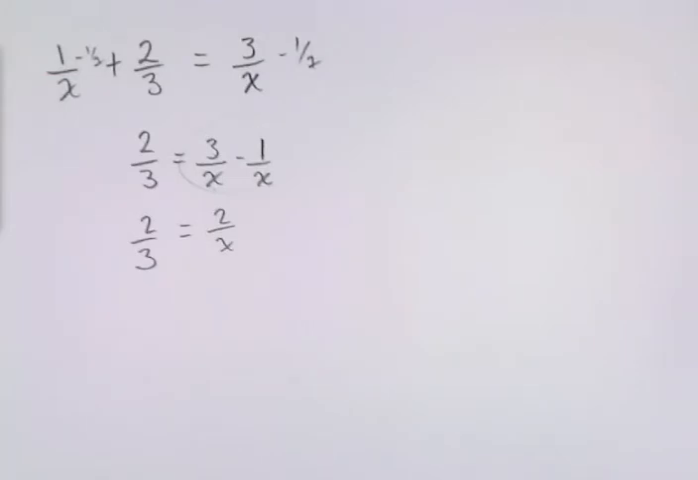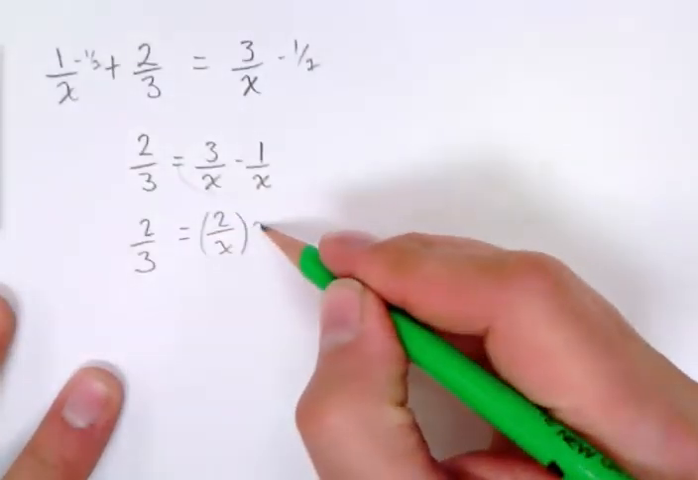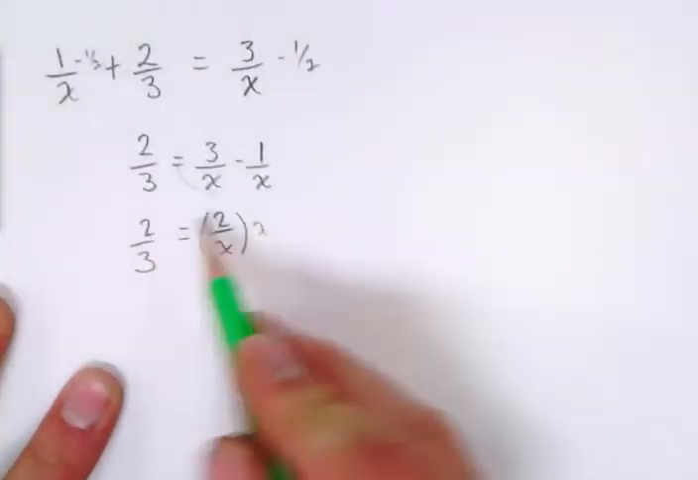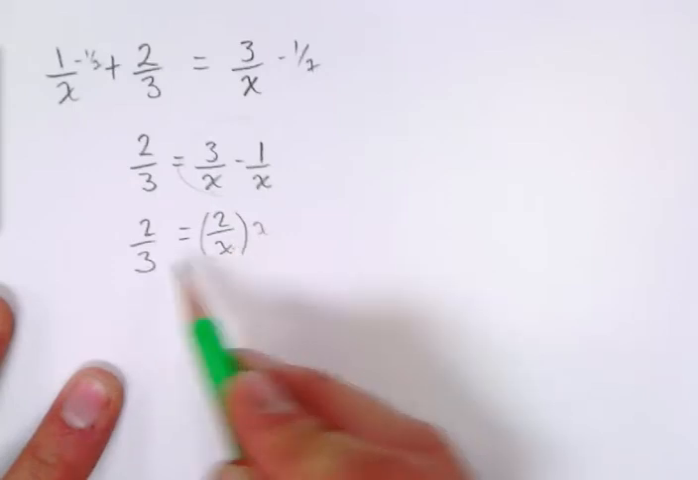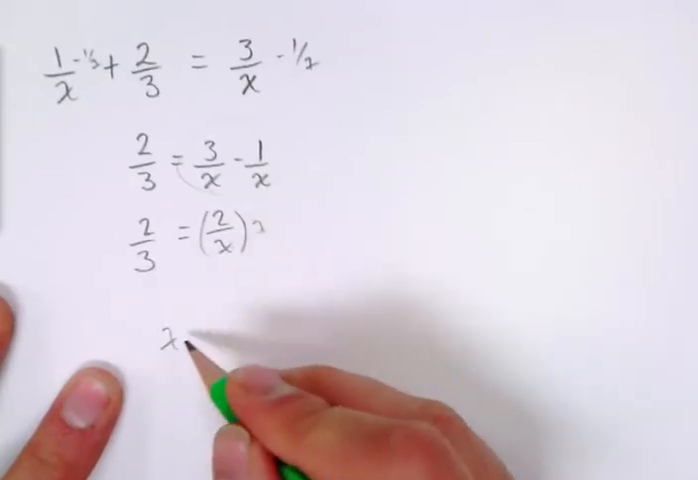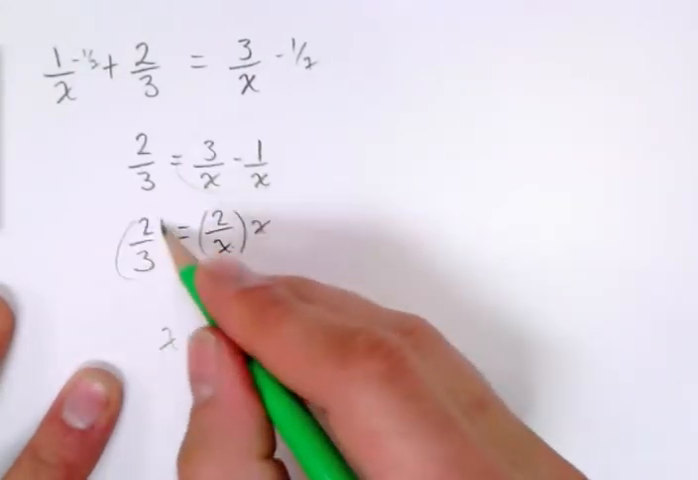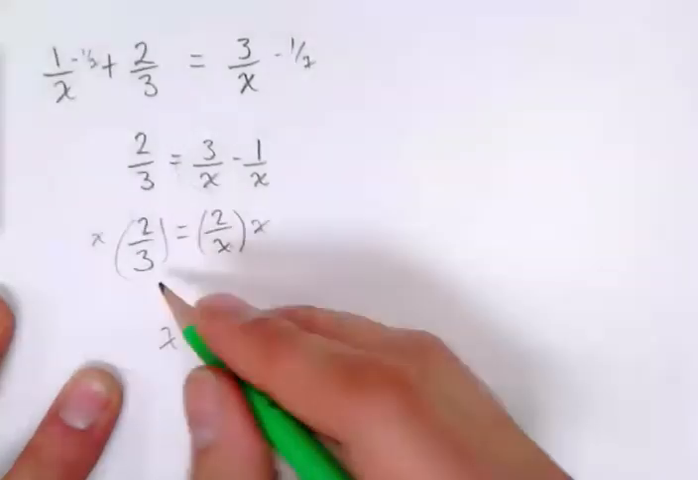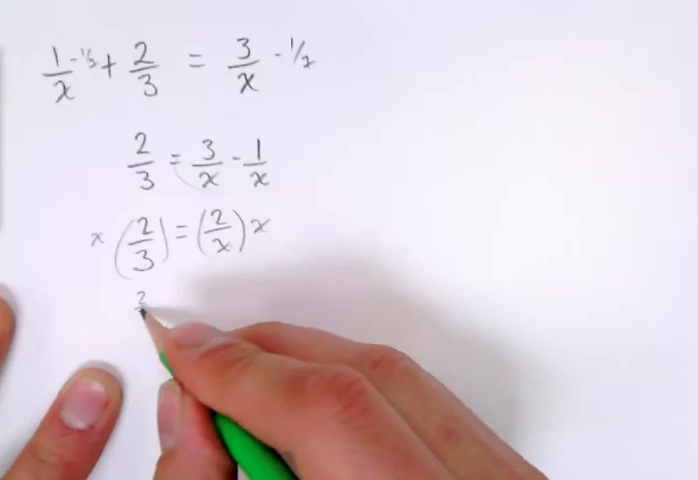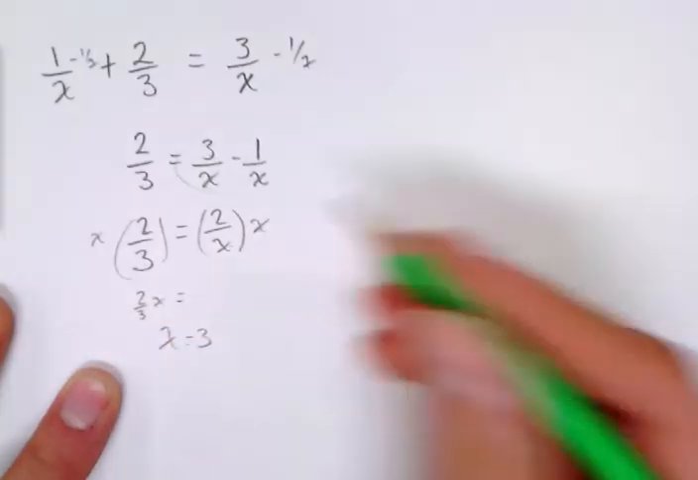Well, there's two ways of doing this. I want x on top, so I'm going to multiply both sides by x, but also if we look at this here, we know if the top's 2, then the bottom, these have to be equal. We know x must be equal to 3, but I'm going to show you the long way. If I multiply this side by x, I must multiply this side by x, then I'm going to get 2 over 3 x is equal to 2.